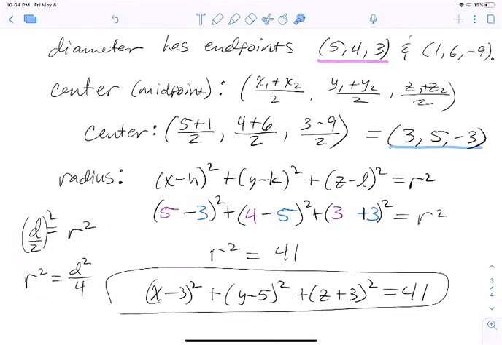So I recommend that you just go to the equation of the sphere, use one of the endpoints of the diameter, and then use the center that you've already found. So I would say find the center and then use the center.